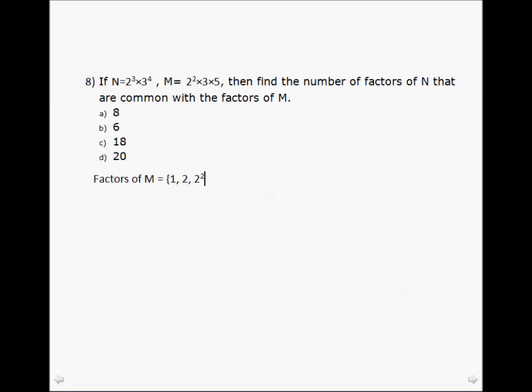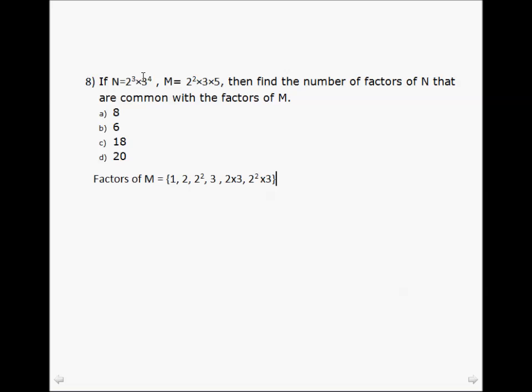Now let's see what are the factors which have 3's as well. So it would be 3 only, because we have 3 raised to power 1 only in m. Now let's see if we combine 2 and 3. So there would be factor 2 into 3 which is common. There would be another factor 2 square into 3. Can we make any other factor from 2's and 3's only? No, we cannot. So these are the factors which can be made from 2 and 3.